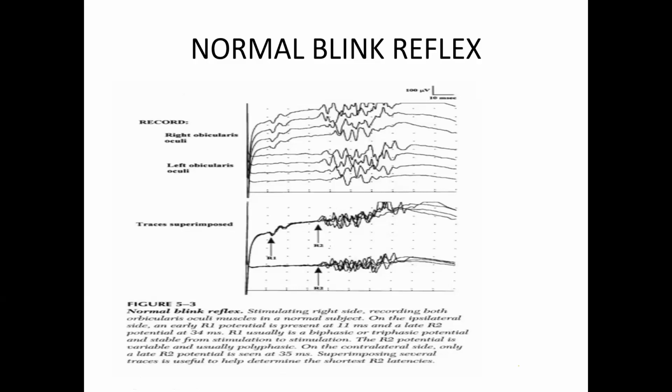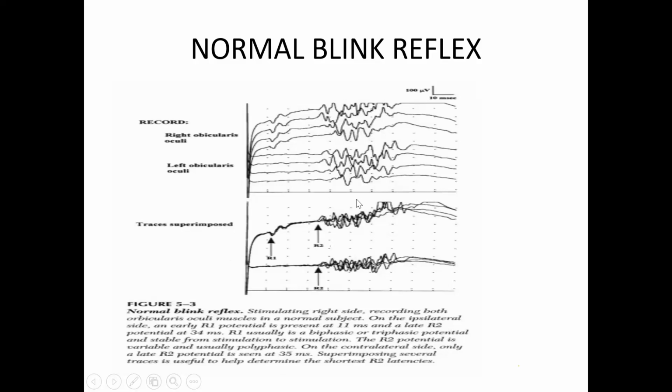So you said that the R1 potential latency is 11 milliseconds and the R2 potential is at 34 milliseconds. Ipsilateral we are talking about. Okay. R1 is usually biphasic or triphasic in potential, and it is stable from stimuli. All stimuli look the same. R2 potential is variable and it is usually polyphasic.